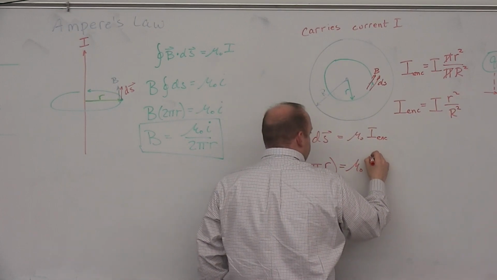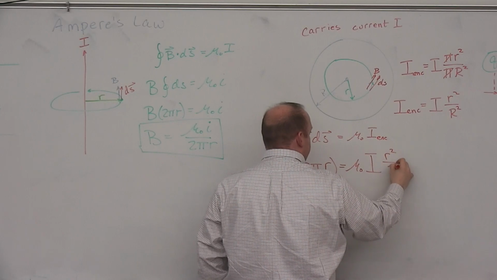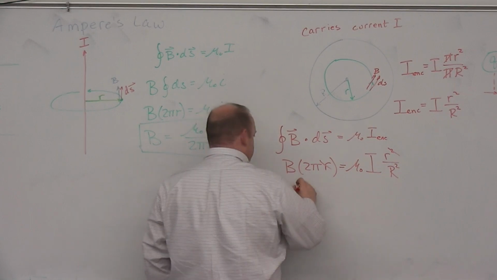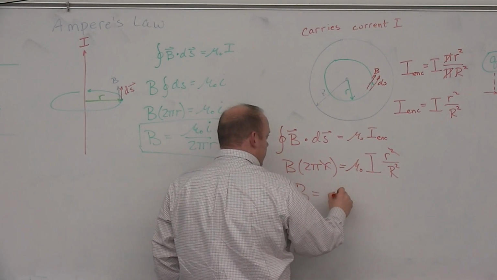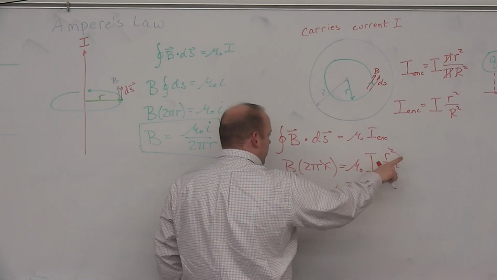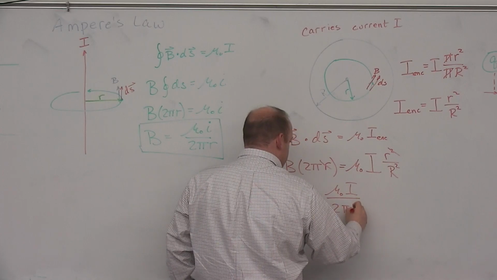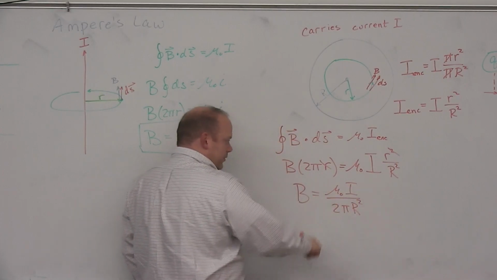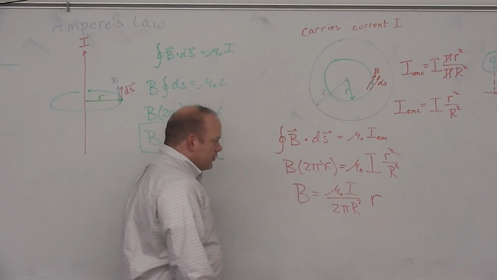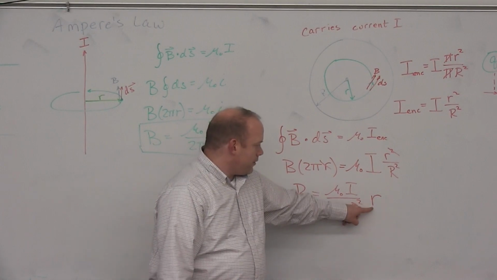So now I plug that in: I little r squared over big R squared. One of the r's drops. So I'm left with my magnetic field equal to mu naught I, holding this r off to the side, over 2 pi R squared. All of these are constants. The only thing that's not necessarily a constant is r. So B inside is a linear function of r.